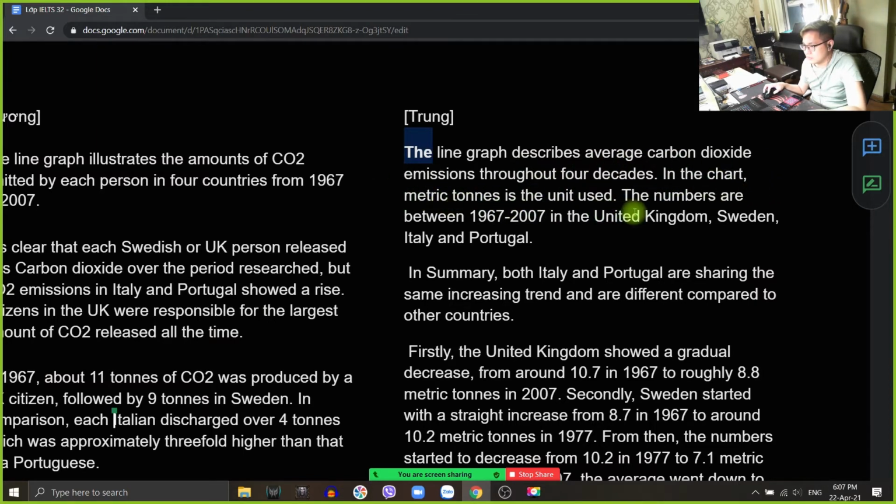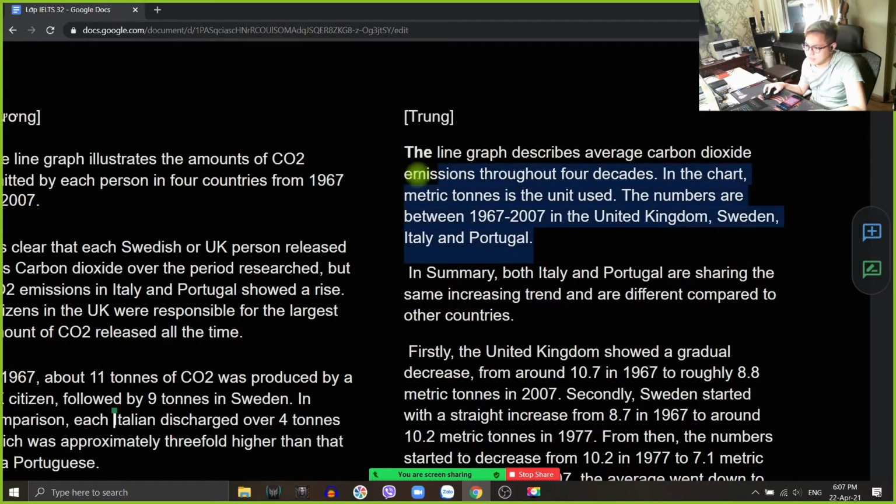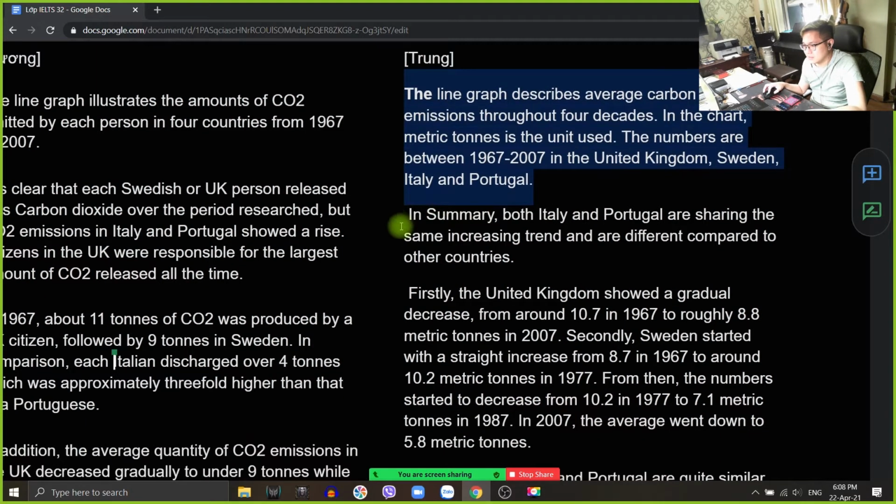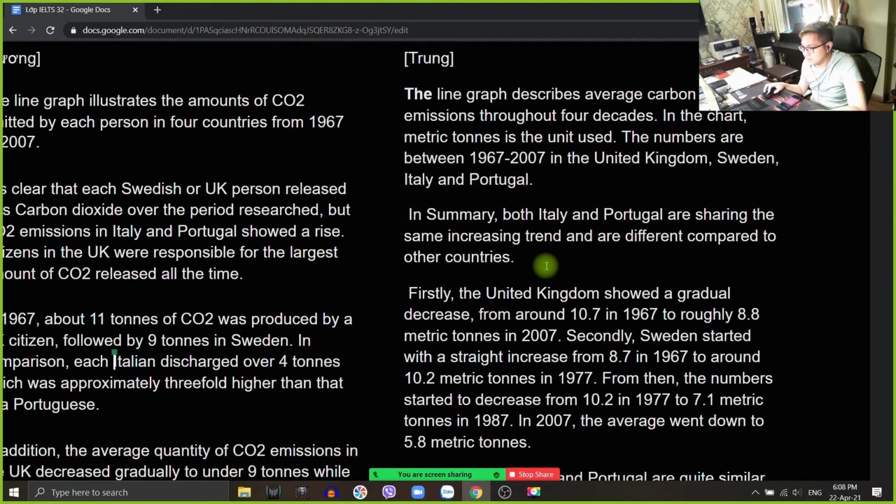Metric tons is a unit in use. The numbers are between. Okay. Okay, I accept that. Tôi chấp nhận. In summary, both Italy and Portugal are sharing the same increasing trend and are different compared to other countries.